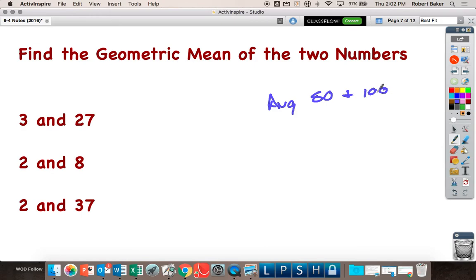We're going to add those two numbers together. Then we're going to divide by the number of quantities we added. So the average of 80 and 100 is 90. If I added 3 things together, I would divide by 3. If I added 4 things together, I would divide by 4. Now a geometric mean is the square root of the product. Square root of the product.